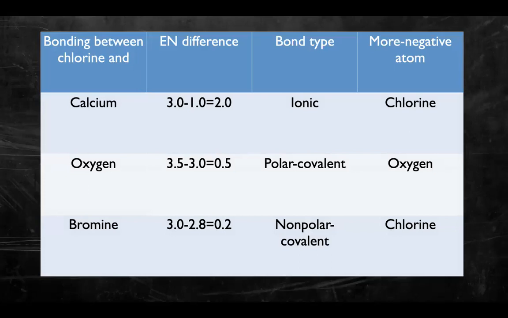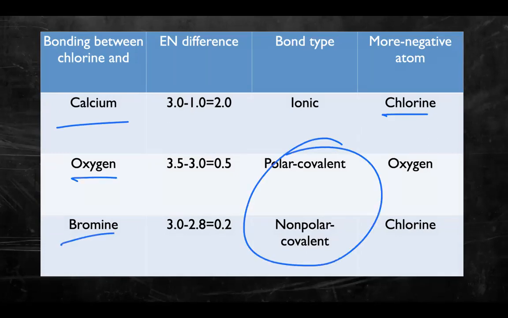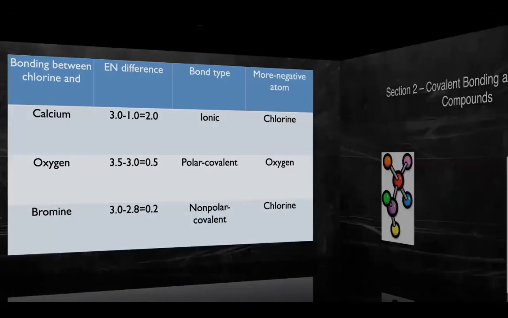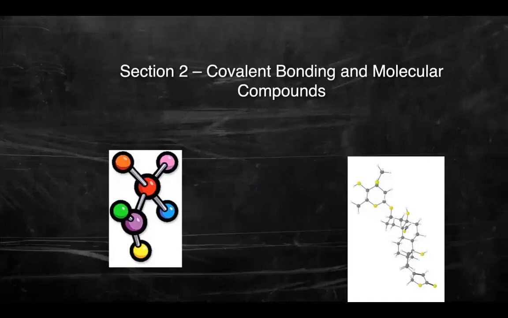Okay, so again, we've got ionic between calcium and chlorine, which makes sense because calcium is on the left-hand side of the periodic table, chlorine is on the right-hand side. And these two also make sense because these are very close. They're all really close together. So it makes sense that they would be in the covalent range.